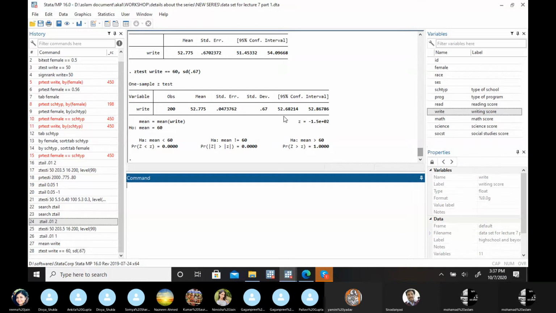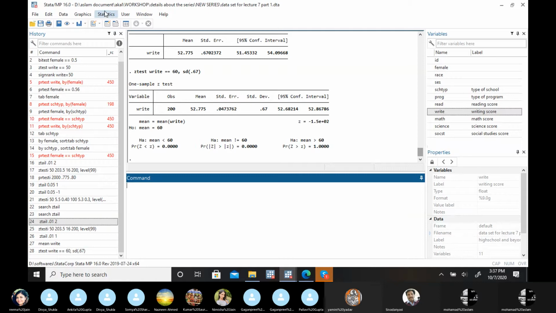For the confidence interval, the rule is if your population parameter lies within the confidence interval, you have to accept the null hypothesis. Otherwise, you have to reject the null hypothesis. So in this case, we have to reject the null hypothesis, right? So by all three methods, we have accepted the alternate hypothesis.